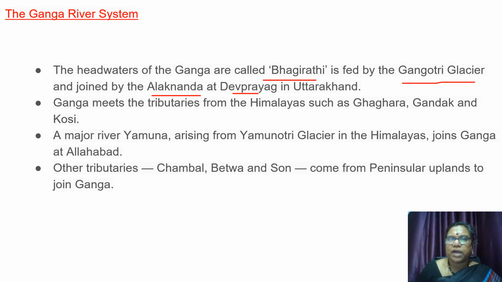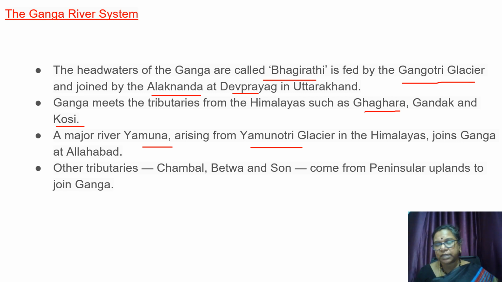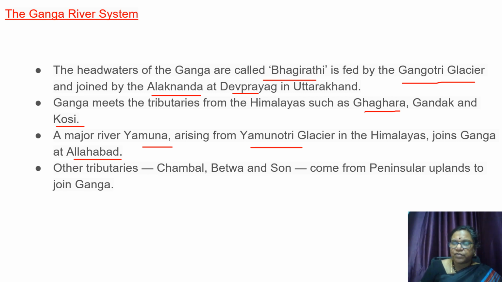Now Ganga meets the tributaries from the Himalaya such as the Gagara, the Gandak and the Kosi from the Nepal Himalayas. Now a major river, Yamuna, which rises from the Yamunotri glacier, runs parallel to Ganga and later joins Ganga in Allahabad. The other tributaries that join from the peninsular part are like the Chambal, Betwa and so on. They come from the peninsular uplands to join Ganga.